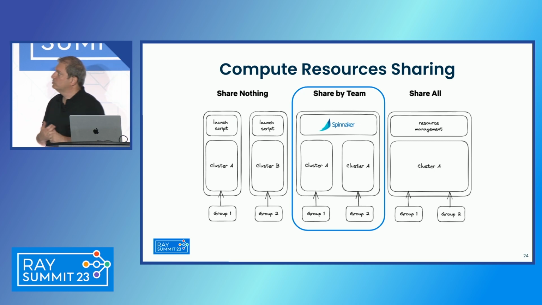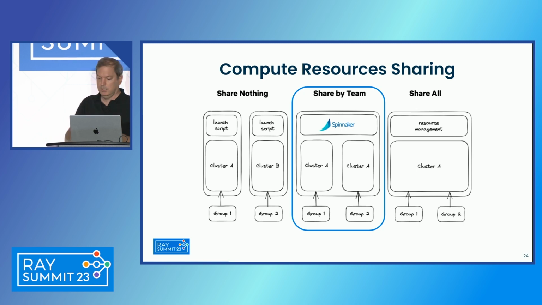On the resource sharing, there are several models that people apply on clusters. There are clusters that share nothing. That means you have a launch script that deploys the cluster, and then one cluster, one job. So one job needs a cluster. And then there's also the model for sharing all. So you have a unified big cluster, and all the jobs share it. We opted for the middle ground, which is shared by team. Different teams get the use of different clusters that we deploy for them. And every team uses that cluster for a longer period of time.